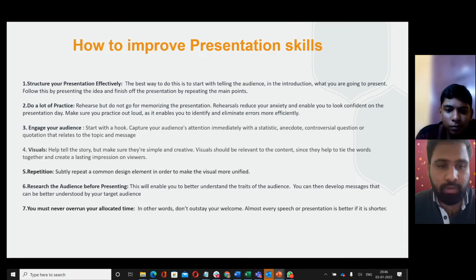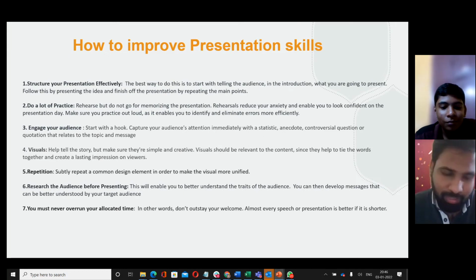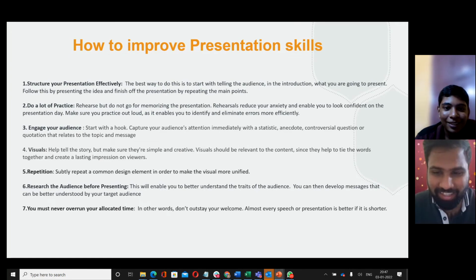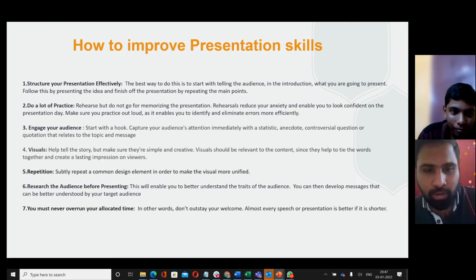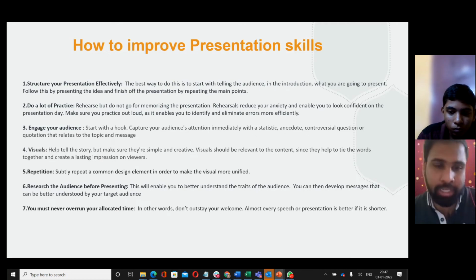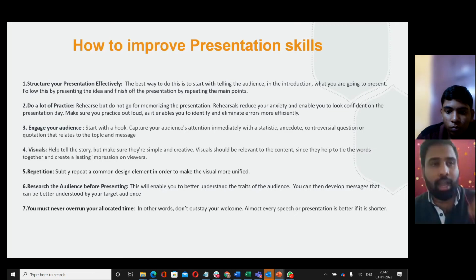Last point, you must never overrun your allocated time. I'm telling 1 hour 15 minutes, I'm taking 2 hours. Whose mistake? Your mistake? No mistakes, sir. See, I am taking more time so that you understand. But my responsibility is if I'm telling 1 hour, from 8 to 9:15, the PPT should finish. After that, if you want, you can talk anything else.